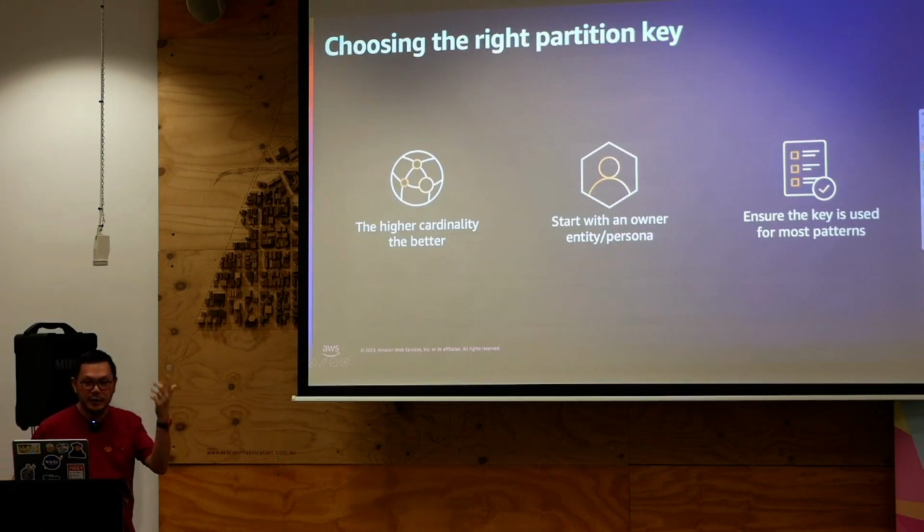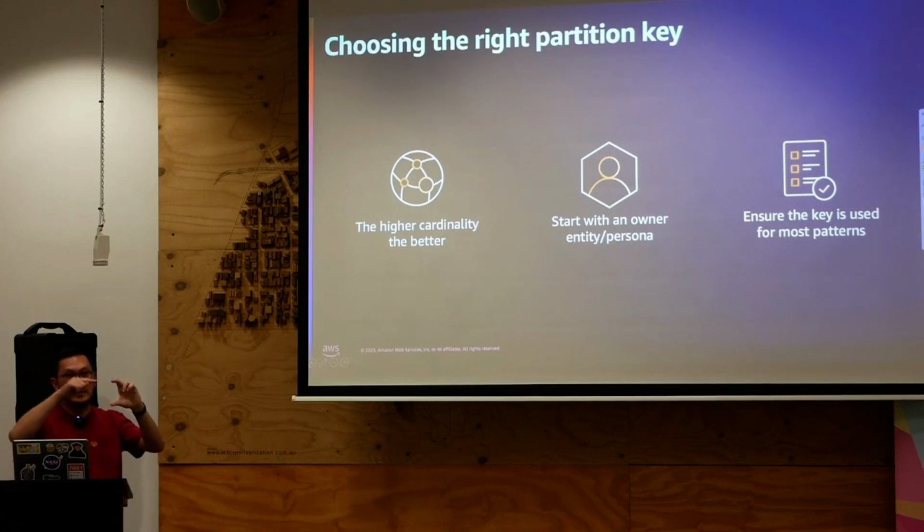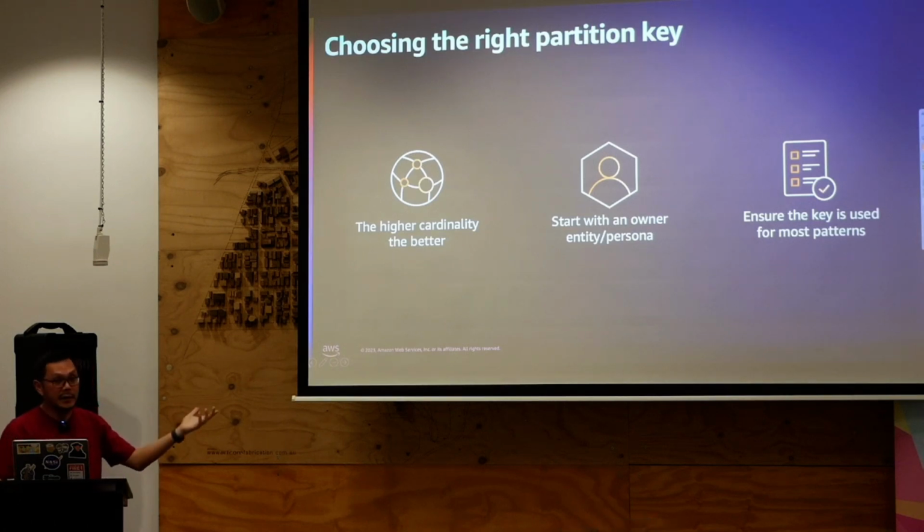You don't want to choose a partition key where there are only a few types of it, right? And you want to start with an owner entity persona. If you look at relational database design, typically there's a table that every other table connects to, the one where you have a foreign key from other tables. So in an e-commerce company, that's typically the user ID, right?